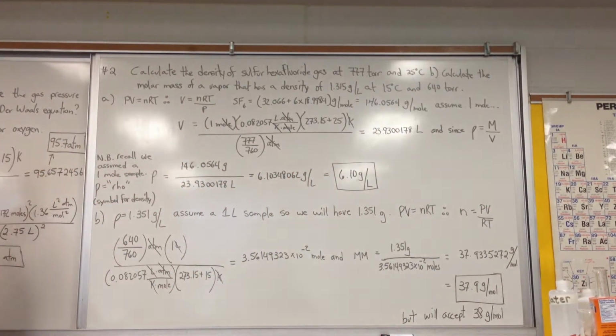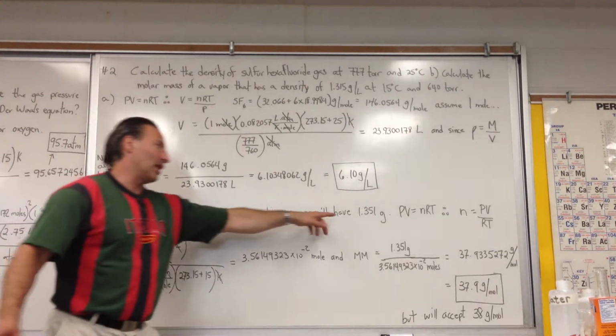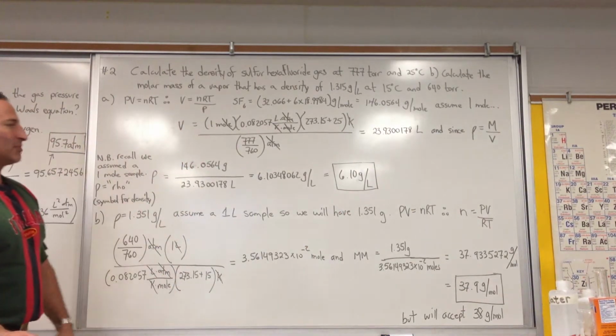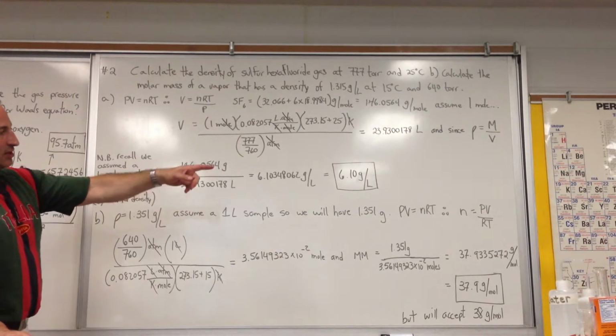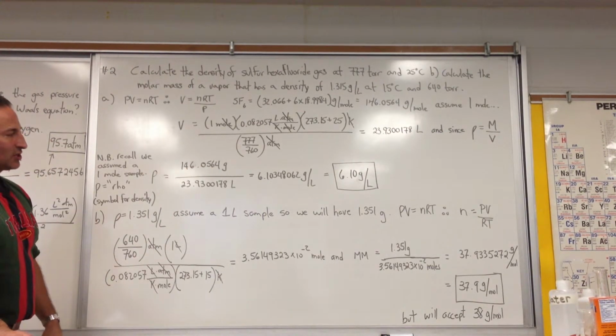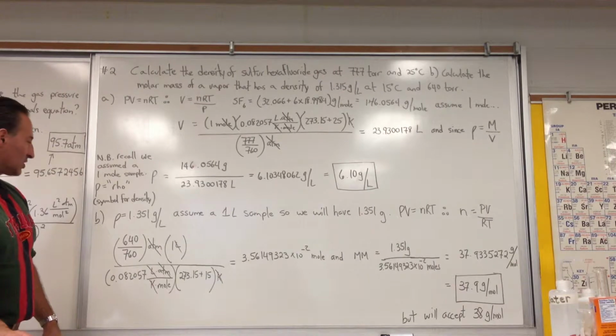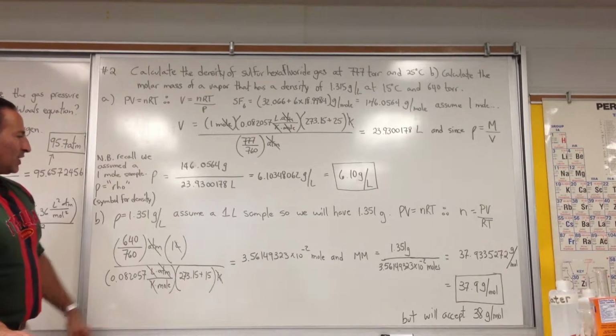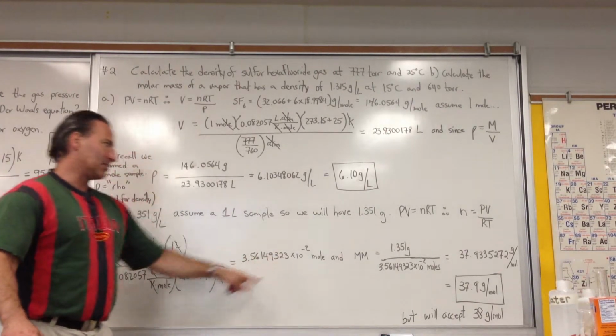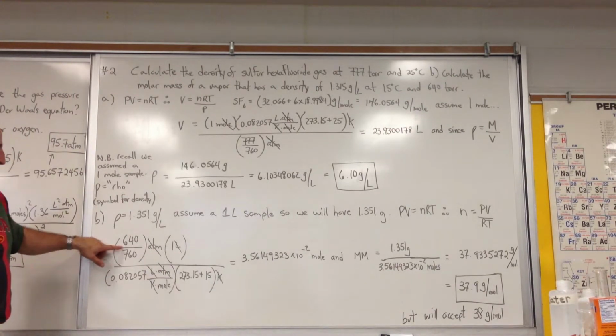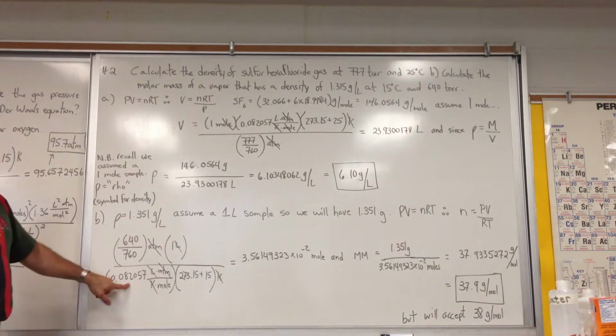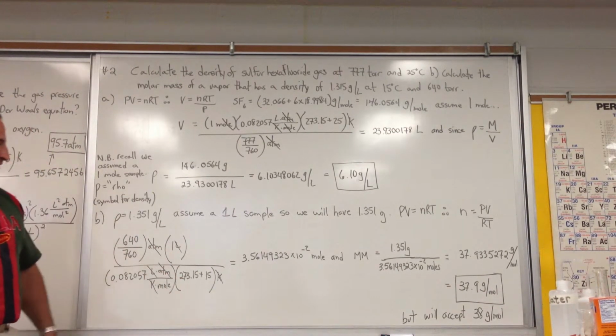In B, we're given the density, so what we're going to do is assume a 1 liter sample to make the calculation easier. So if we assume we have a 1 liter sample and the gas has this density, then we also have 1.351 grams. We take PV equals nRT, rearrange the equation to solve for the number of moles, and we find out that we have that many moles of the gas. We've entered the pressure in atmospheres, the volume in liters, the gas constant, and the absolute temperature.